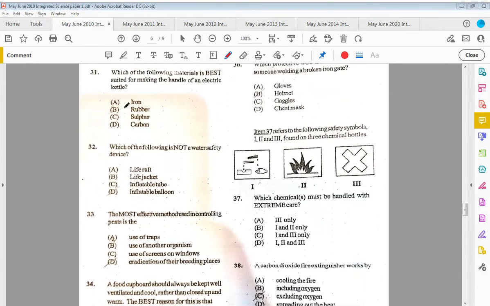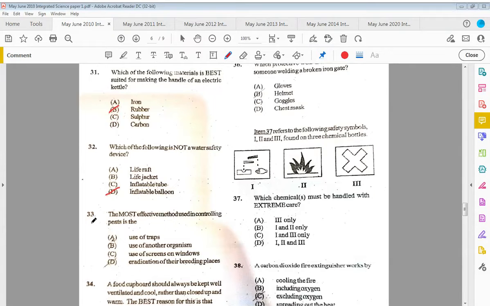31. Which of the following materials is best suited for making the handle of an electric kettle? The answer would be B. We want something that is going to insulate, right? We don't want it to conduct the heat. 32. Which of the following is not a water safety device? The answer is D, the inflatable balloon.